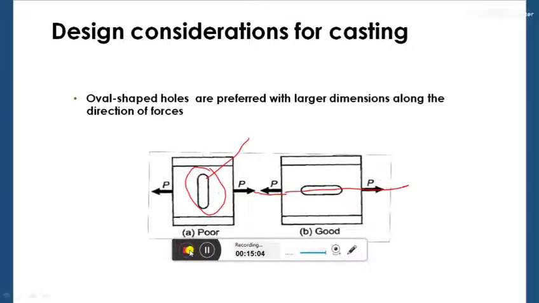Okay, now we'll move on to the next method. What is the next method? The next method is, one second.